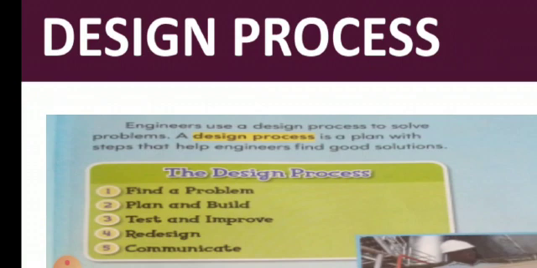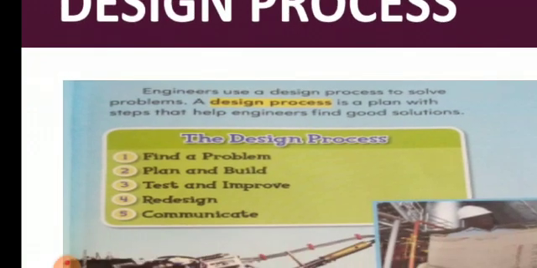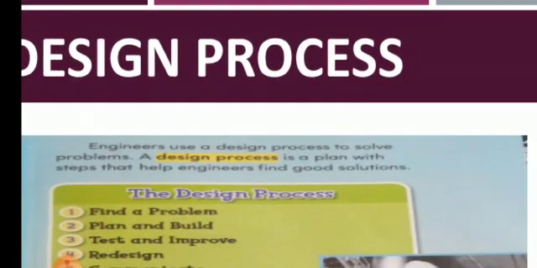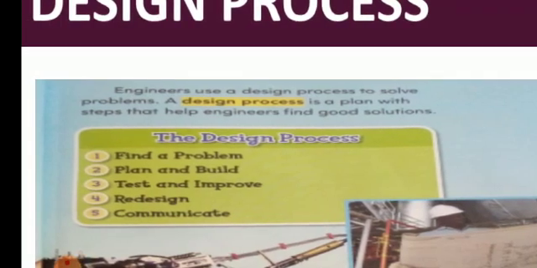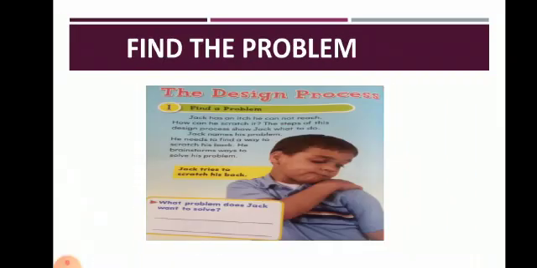So here we have five steps. Number one is find the problem. Number 2 is plan and build. Number 3 is test and improve. Number 4 is redesigning. And of course, the last one is communicate. So we're going to talk about each one of those, and let's go.